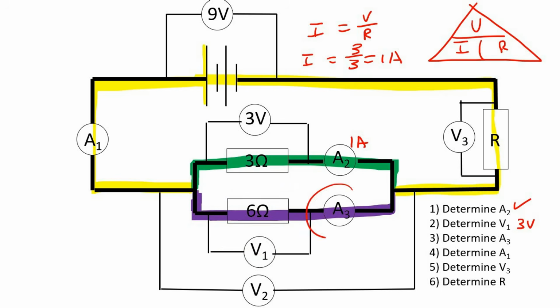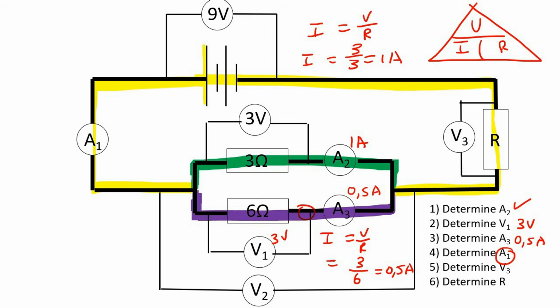This question says calculate A3. Okay, so A3, we could use I equals V over R, and we know the resistance, and we know the voltage connected across that resistor. So we could say 3 divided by 6, which is 0.5 amps. So 0.5 amps.